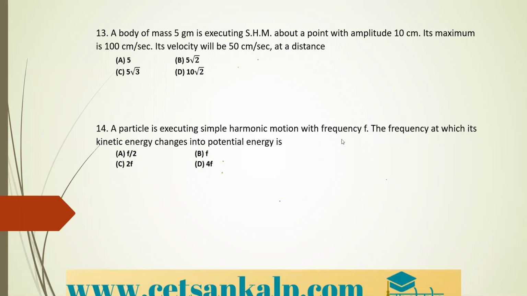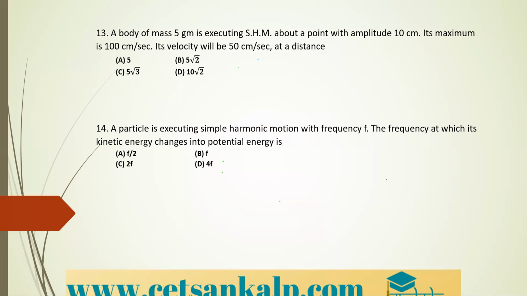Question number 13. A body of mass 5 gram is executing simple harmonic motion about a point with amplitude. Amplitude is given, mass is given, its maximum speed is given, that is 100 centimeter per second. Its velocity will be 50 centimeter per second at a distance of. So at what distance the velocity becomes 50 centimeter per second.